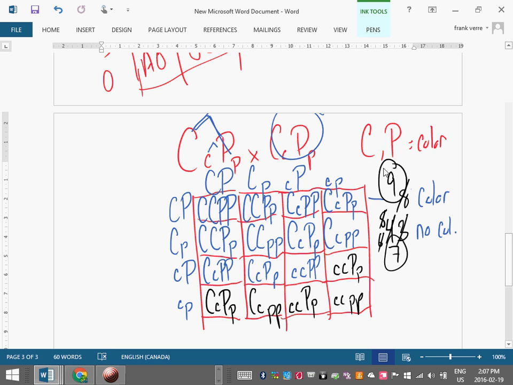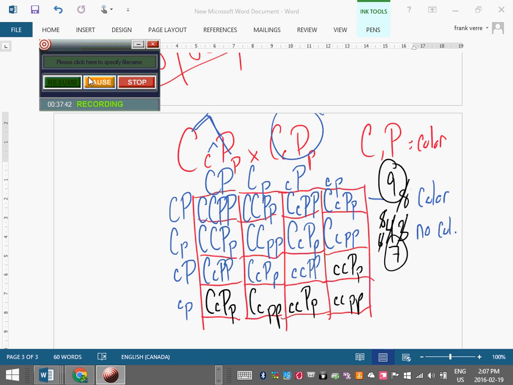Again, same setup, same logic. You still do the law of independent assortment. You still separate the C's and P's, but then the way you interpret the results is different. Okay? All right. Let's stop there.